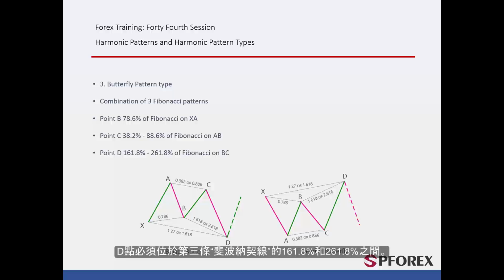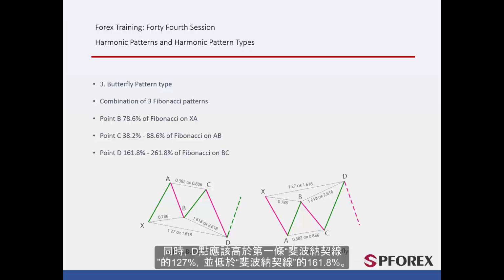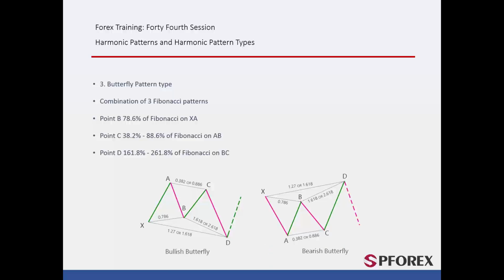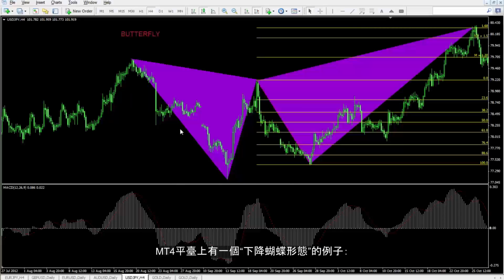The point D must be in between 161.8% and 261.8% of the third Fibonacci. Also, D should be over 127% and less than 161.8% of the first Fibonacci. The bearish format has the same method and procedure. An example of a bearish butterfly on MetaTrader 4 was already drawn.